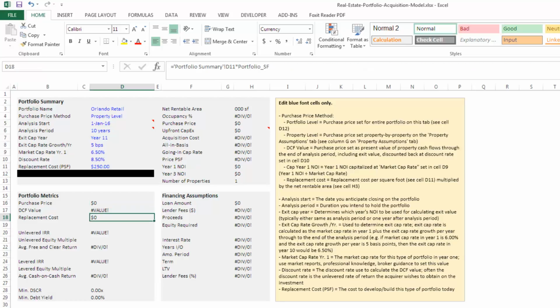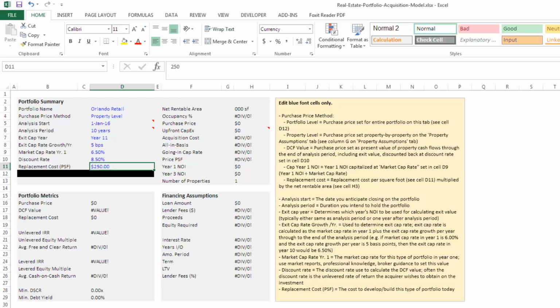Perhaps we're buying this under replacement cost, which would be a good thing. Perhaps we're not, which isn't necessarily a bad thing. And so that's where this is. This becomes more important, though, if our purchase price method is to use the replacement cost method.